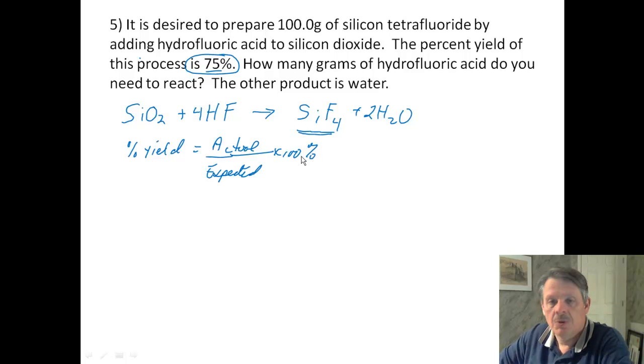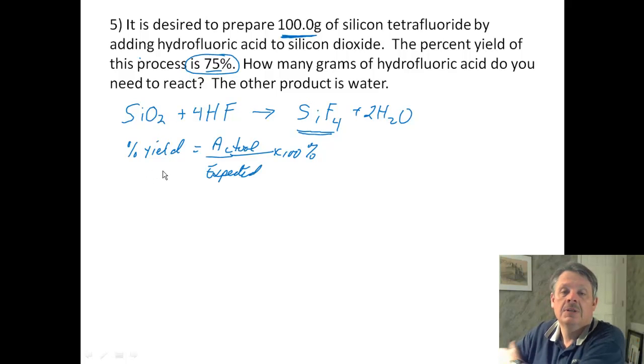All right, so what's our question? Well, we know what we want to get. That would be our actual amount that we want to get. But we have to figure out how to make more than that, which would be our expected amount, and we have a 75% yield. So think about how you could plug that in, because we have to solve for expected. So how in the world do you get expected all alone on one side of the equation? Pause the video, see if you can figure out how to do that.